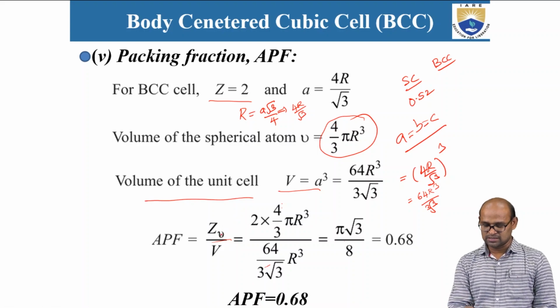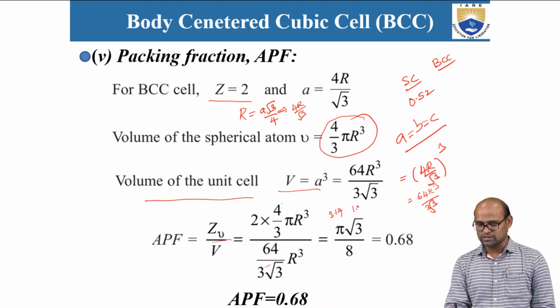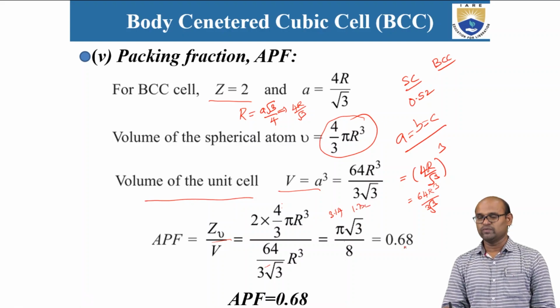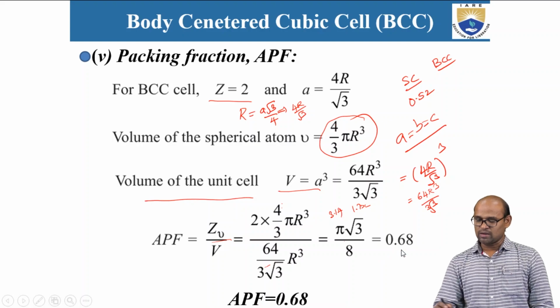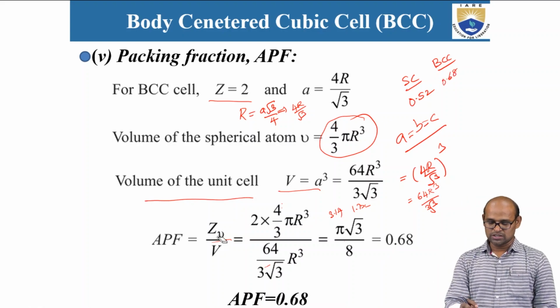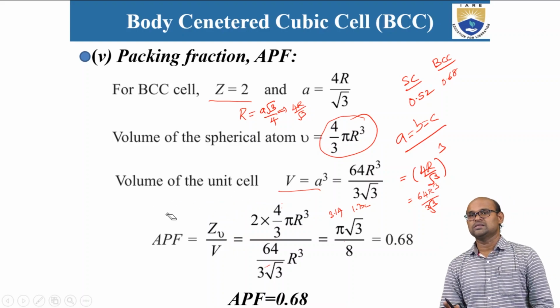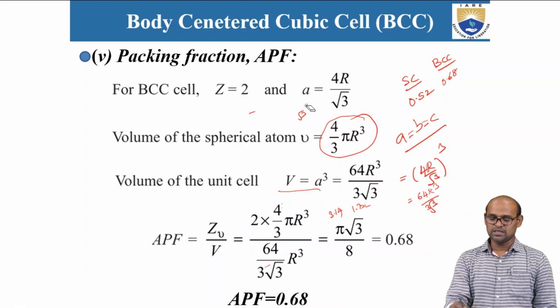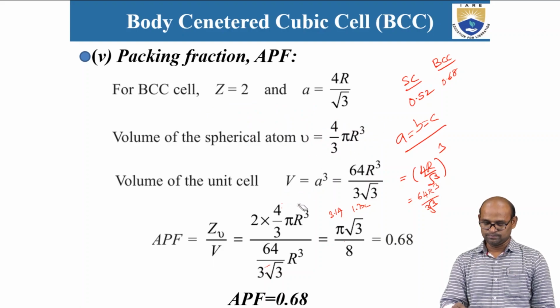If you write it as a fraction, pi value is 3.14. So 3.14 into 1.732 divided by 2, you will get 0.68. Okay, so the atomic packing fraction for BCC is 0.68. So 68% of the space is occupied by the atoms in the BCC unit cell.